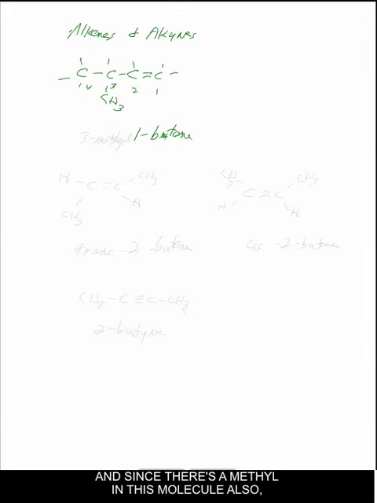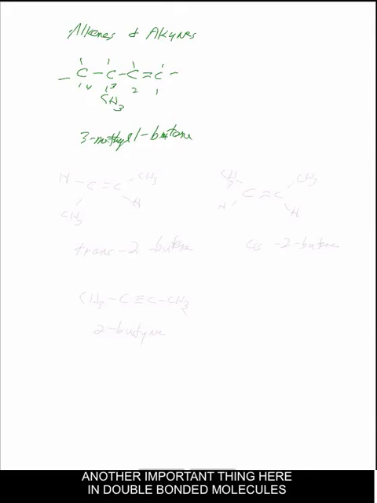And since there's a methyl in this molecule also, I'll have to call it 3-methyl-1-butene. So in other words, what I've done here is I have numbered it in such a way that the double bond gets the lowest number, that's why it's a 1-butene, and that throws a 3 as the locator number for the methyl substituent.